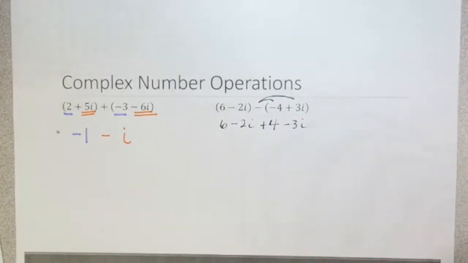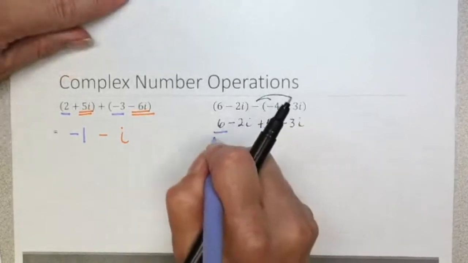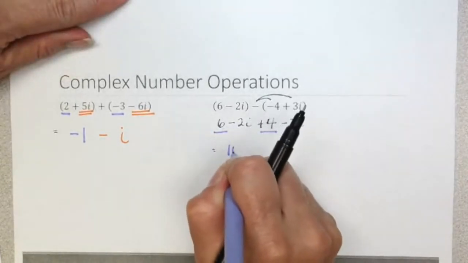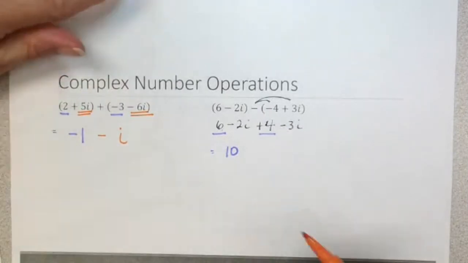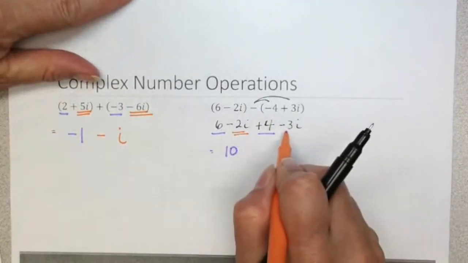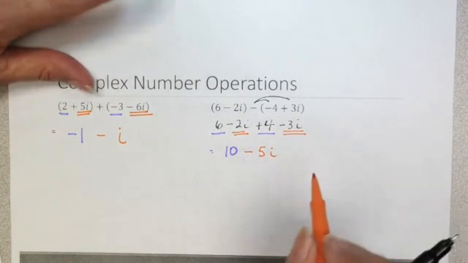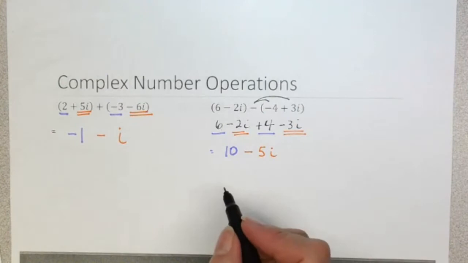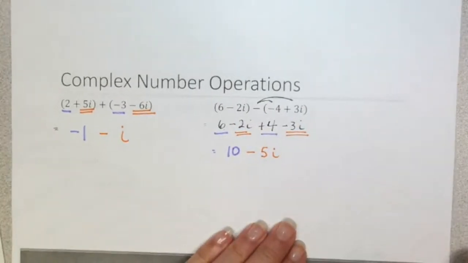Now I just have to combine my like terms. I want to add 6 and 4. Well, that's going to be equal to 10. Right? And then I want to add negative 2i and negative 3i. That's going to be negative 5i. Okay, so adding and subtracting complex numbers is really just combining like terms.